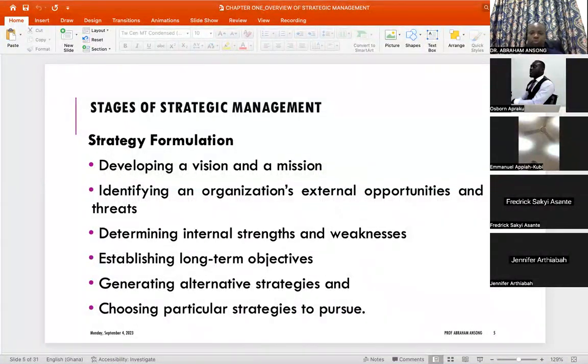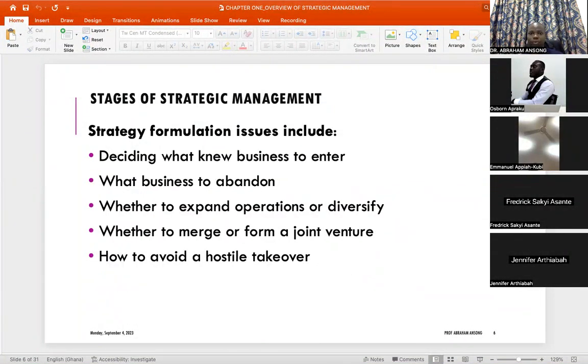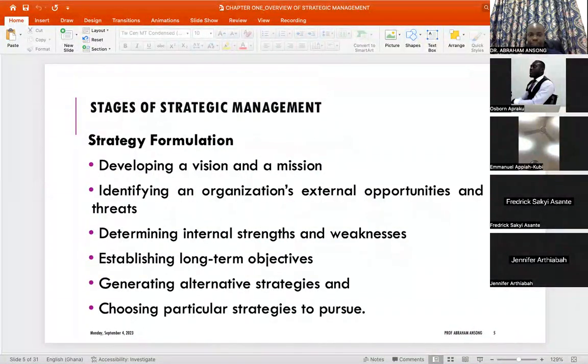Okay, so after you've generated alternatives, the next stage is to pick the most feasible option to implement. Okay, right. So these are some core issues that we have to consider when we are into strategy formulation.